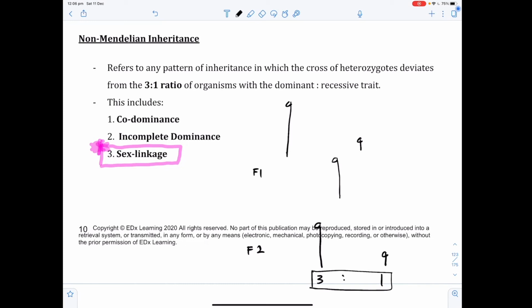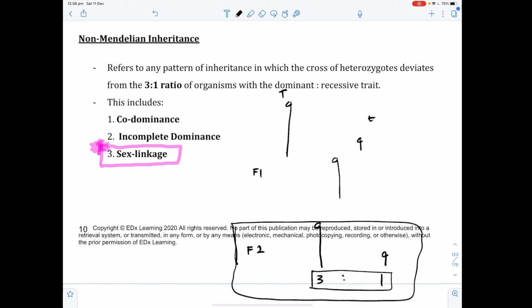Now, if there is ever a trait in which we do this exact same experiment, where we get trait 1, trait 2, we combine them, and in the second generation we don't get a 3-to-1 ratio, we immediately classify this as non-Mendelian inheritance, because it does not fall under Mendel's 3-to-1 ratio and cannot be explained by his laws. Okay? These are the 3 examples of non-Mendelian inheritance. The most important being sex linkage.